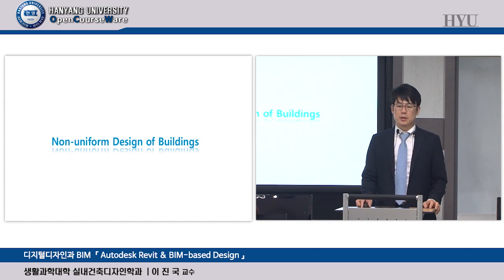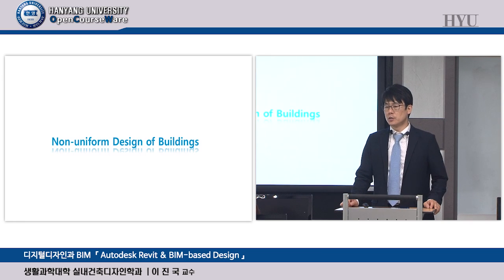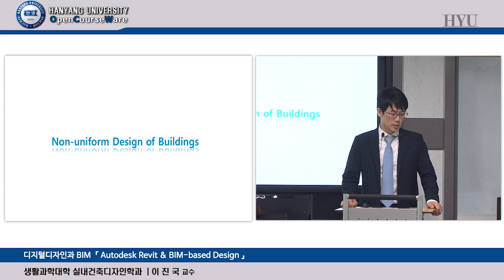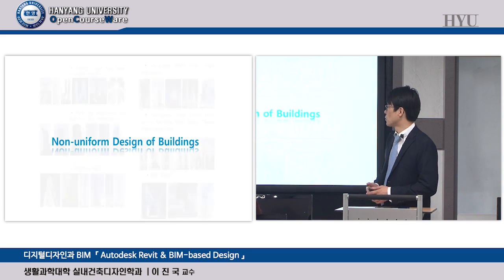We have learned solid modeling and parametric modeling regarding building information modeling techniques and technologies. So why do we need such technologies? Why do we need to use parametric modeling, BIM tools, BIM technologies, and so on? Let's take a look at some non-uniform building design cases, okay?